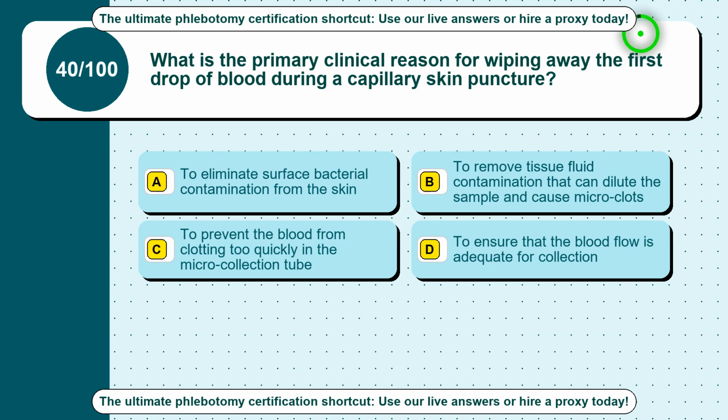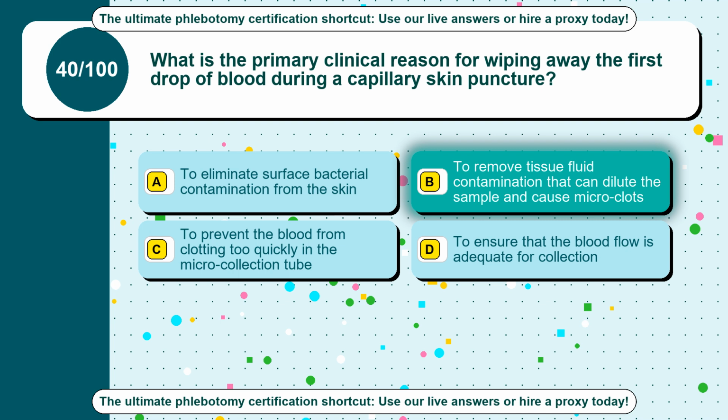Question 40. What is the primary clinical reason for wiping away the first drop of blood during a capillary skin puncture? Option A, to eliminate surface bacterial contamination from the skin. Option B, to remove tissue fluid contamination that can dilute the sample and cause microclots. Option C, to prevent the blood from clotting too quickly in the microcollection tube. Option D, to ensure that the blood flow is adequate for collection. The correct answer is option B, to remove tissue fluid contamination that can dilute the sample and cause microclots.